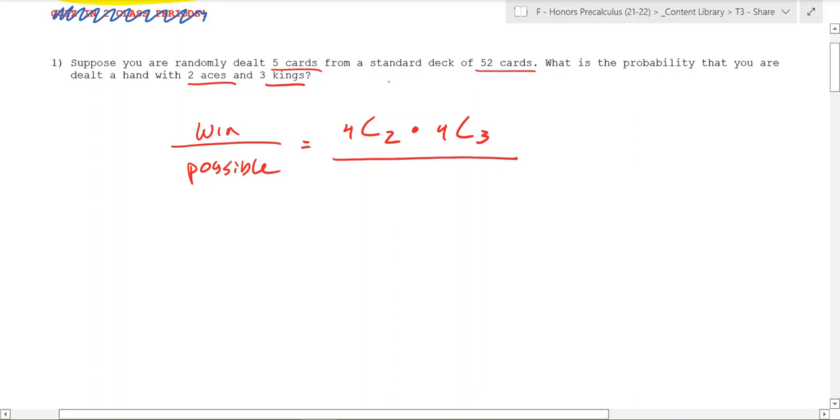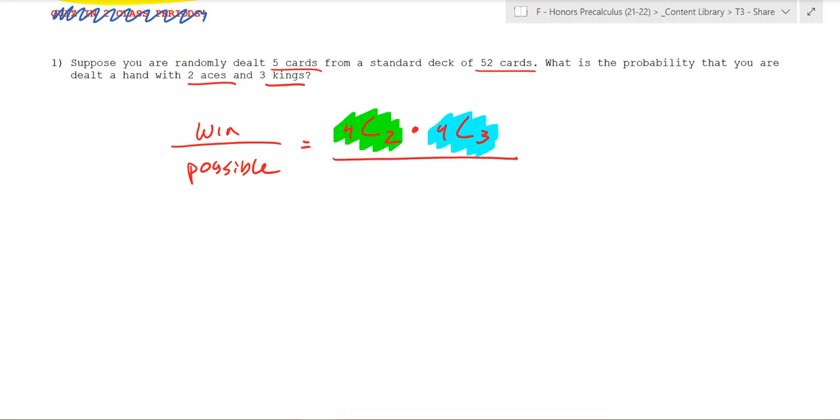You multiply them together because this is the number of ways to get 2 aces, and this is the number of ways to get 3 kings, where order does not matter. And then down below, if we have 5 cards, we're choosing 5 from a deck of 52. So 52 choose 5.